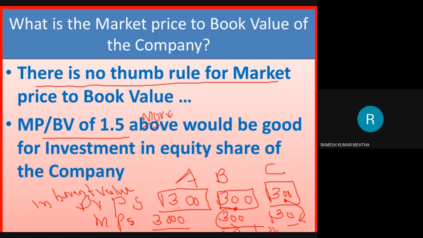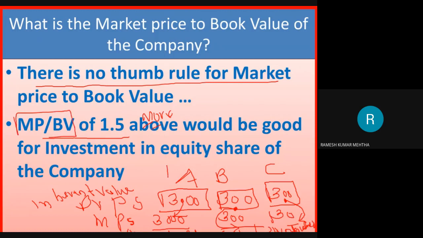In this case, the price is 3000 and the book value is 300. It means 300 rupees worth of share is available in the market, and if you want to purchase it right now, it is available at 3000 rupees. So it is very overvalued or very expensive. This is undervalued.